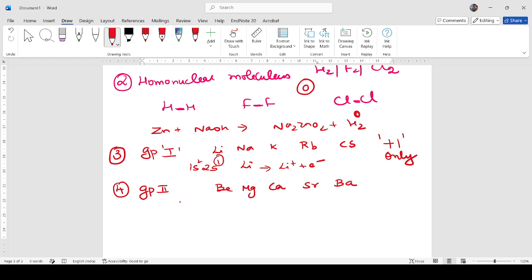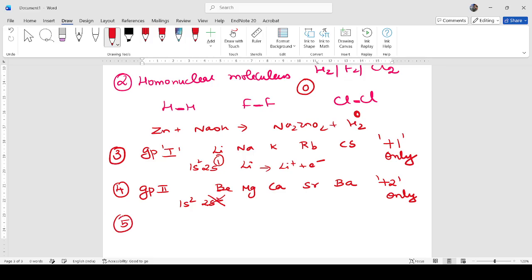Beryllium, magnesium, calcium, strontium, barium. Beryllium has atomic number 4. It is 1s2, 2s2. Beryllium can easily donate these 2 electrons. So all this group's elements can show +2 only. You never see them showing +1 oxidation state. Instead, they give +2.